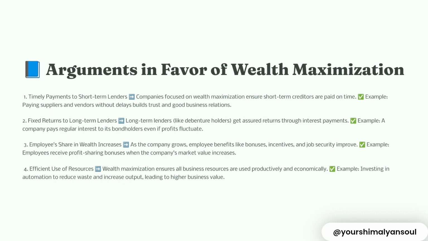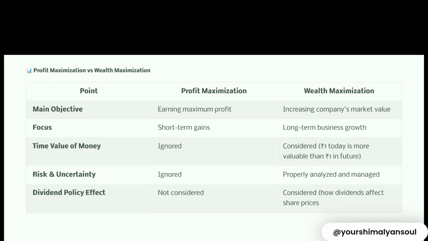Profit maximization versus wealth maximization. Main objective: profit maximization is earning maximum profit; wealth maximization is increasing the company's market value. Focus: short-term gains versus long-term business growth. Time value of money: ignored in profit maximization, considered in wealth maximization. 1 rupee today is more valuable than 1 rupee in future. Risk and uncertainty: ignored in profit maximization, properly analyzed and managed in wealth maximization. Dividend policy effect: not considered in profit maximization, considered in wealth maximization, looking at how dividends affect share prices.